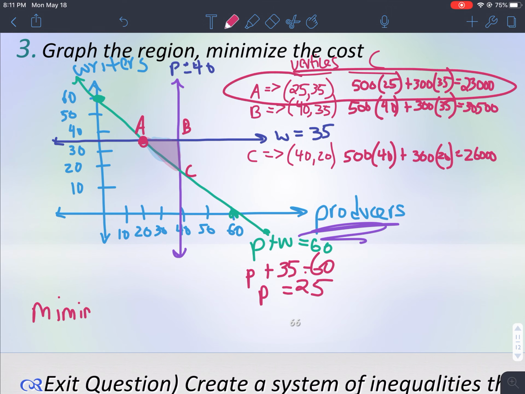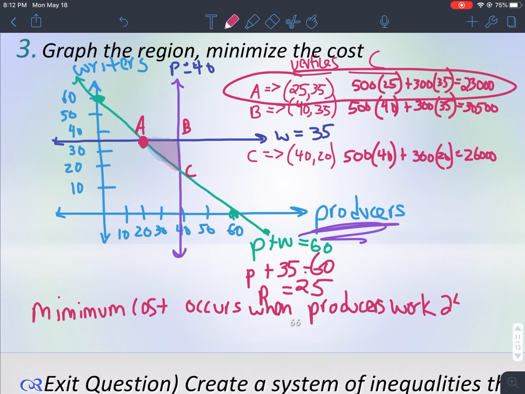Minimum cost occurs when the producers work 25 hours and the writers work 35 hours.